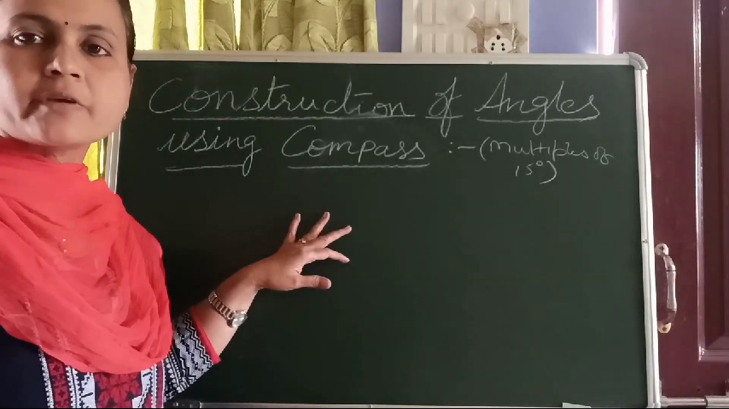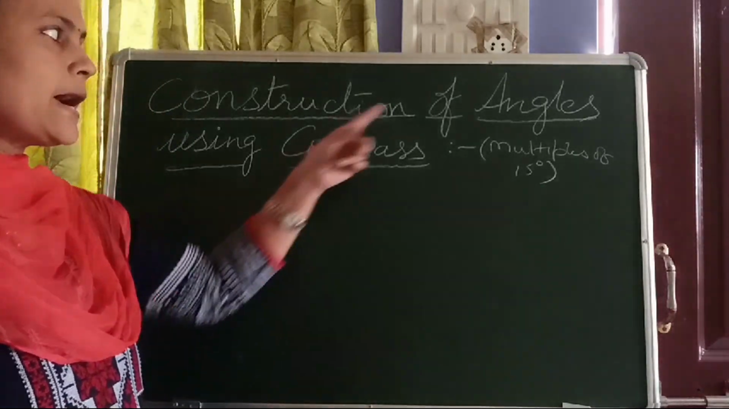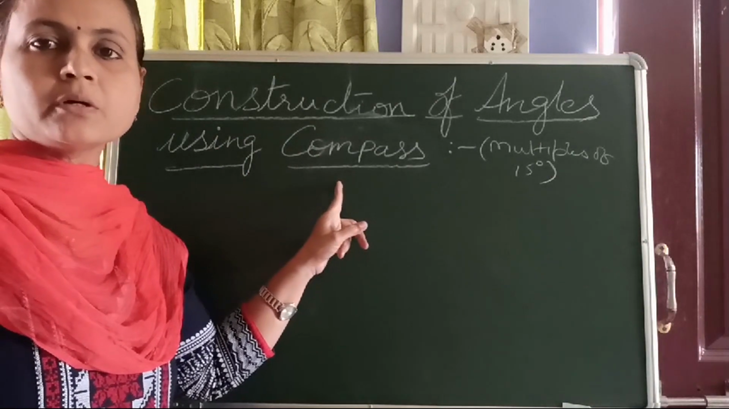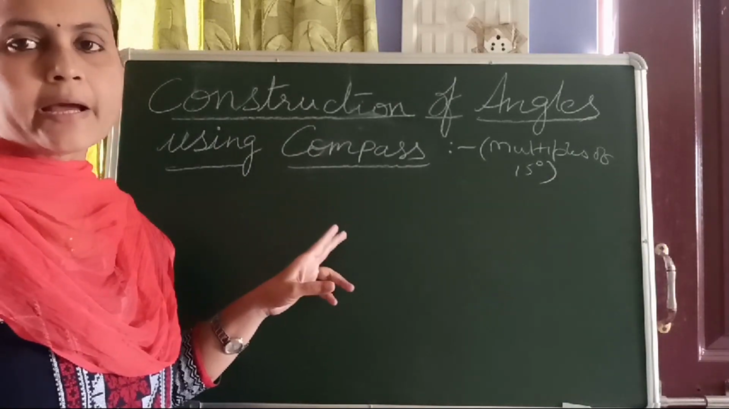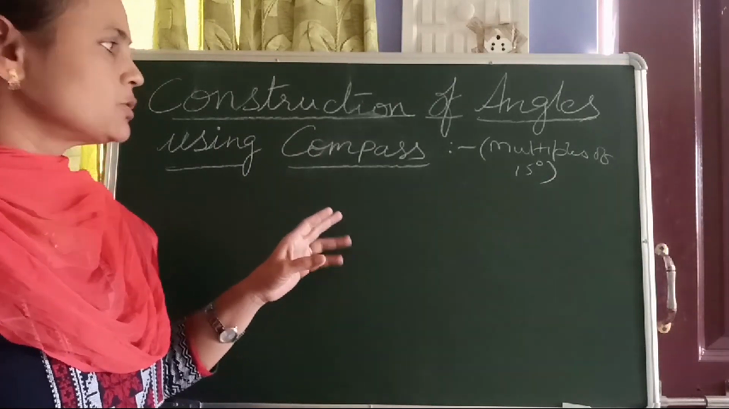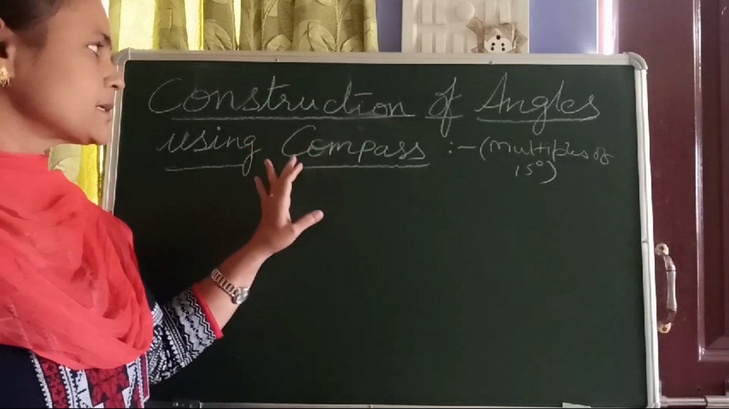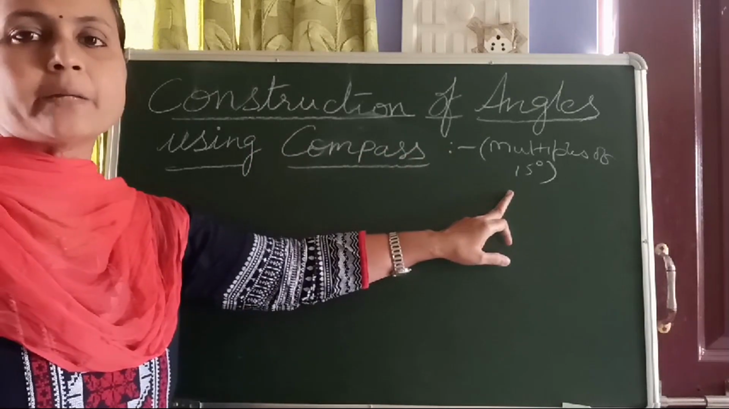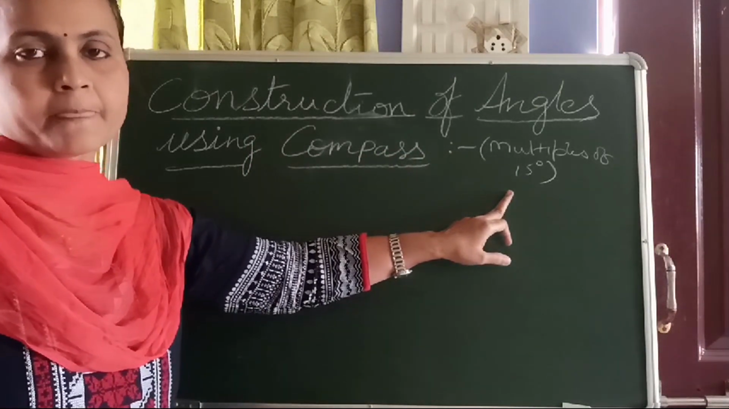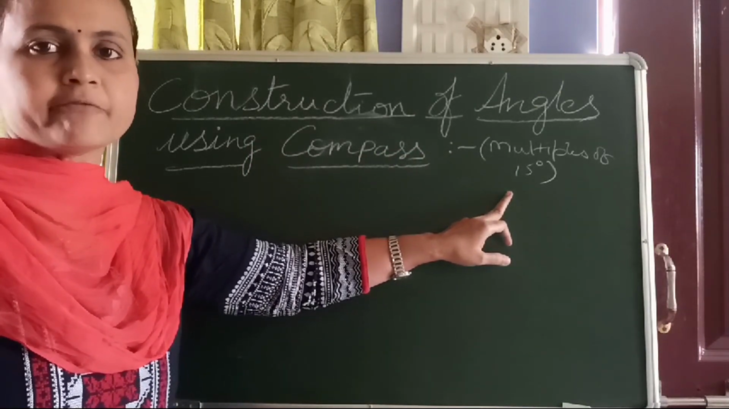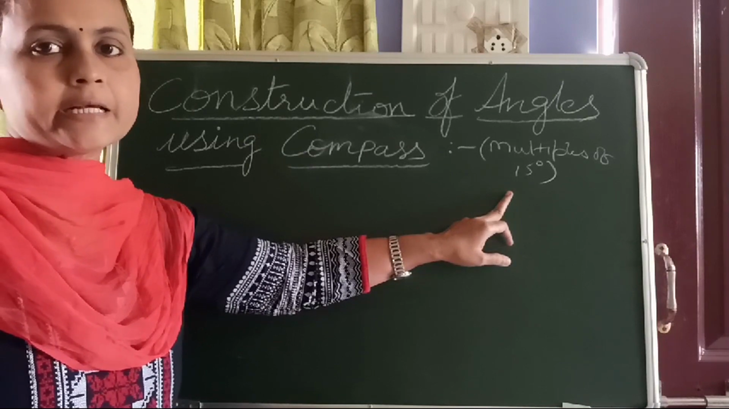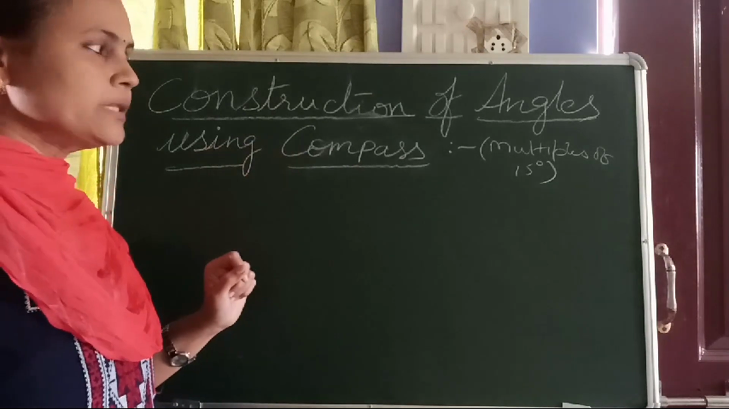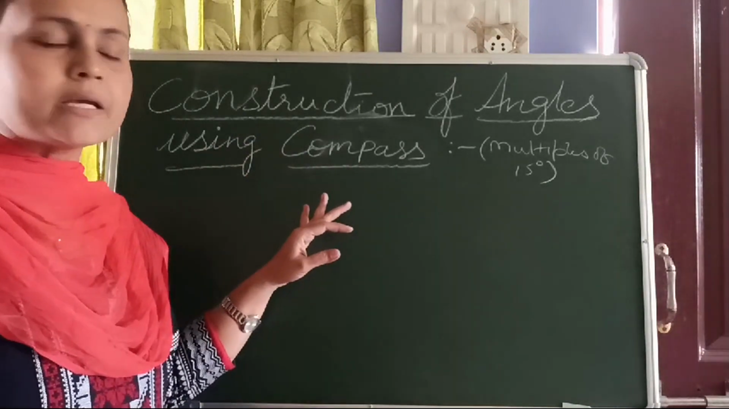Today in our class, we are going to learn how to construct angles using a compass. This may be applicable to you in constructing triangles, quadrilaterals, etc. Remember, constructing angles using a compass can be done only for multiples of 15, like 15, 30, 60, 75, 90, 120, etc. Only those types of angles we can construct using a compass.